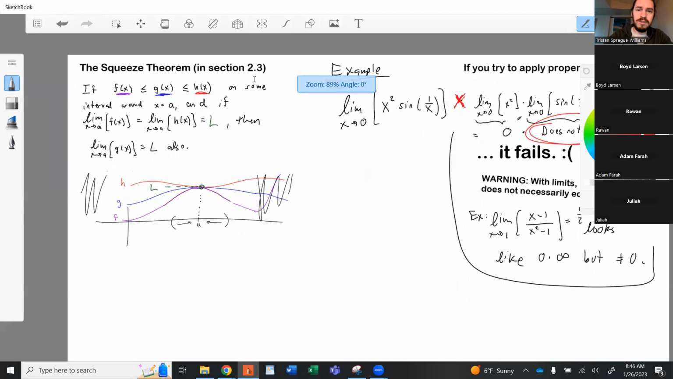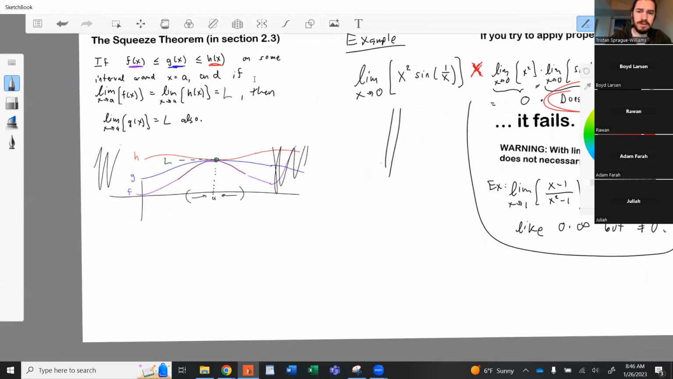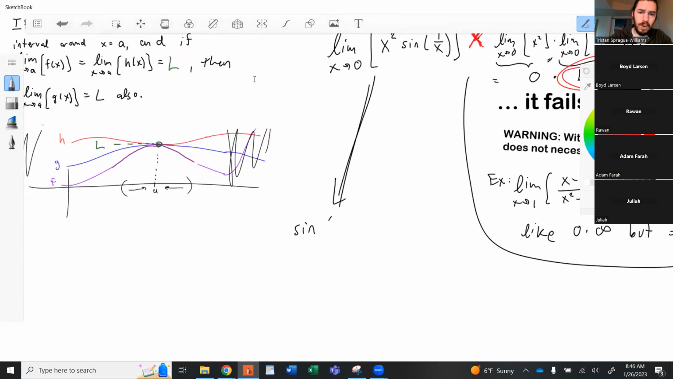What we can do instead here is use the squeeze theorem. So the way you apply the squeeze theorem to this is you say, well, what do I know about sine? One of the things I know about sine, and this is true for sine of anything, put whatever you want inside the sine function, is that its output lies between -1 and 1. That's what sine does, right? Sine goes between -1 and 1. It doesn't ever go outside of that boundary. And that's regardless of what its input is.